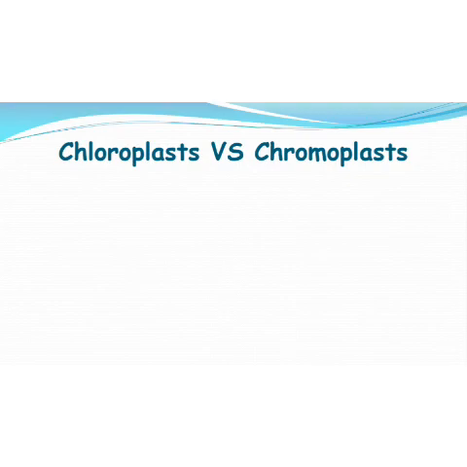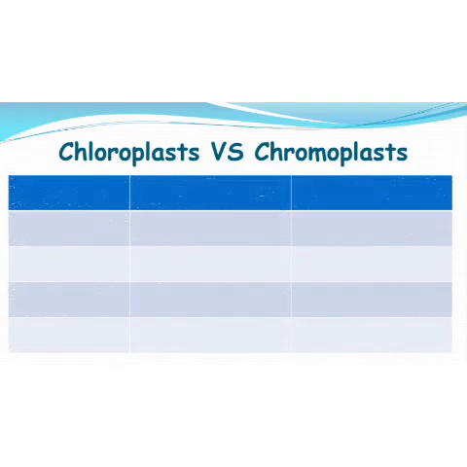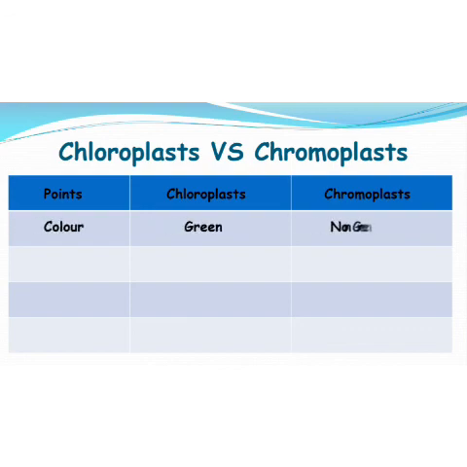We will move to the next slide where we will differentiate chloroplasts and chromoplasts. Let us see the points on which we can differentiate them. First, let us come to color. Chloroplasts are obviously green in color, whereas chromoplasts are non-green. We have discussed this in the previous differentiation. They are brownish to reddish in color, right?